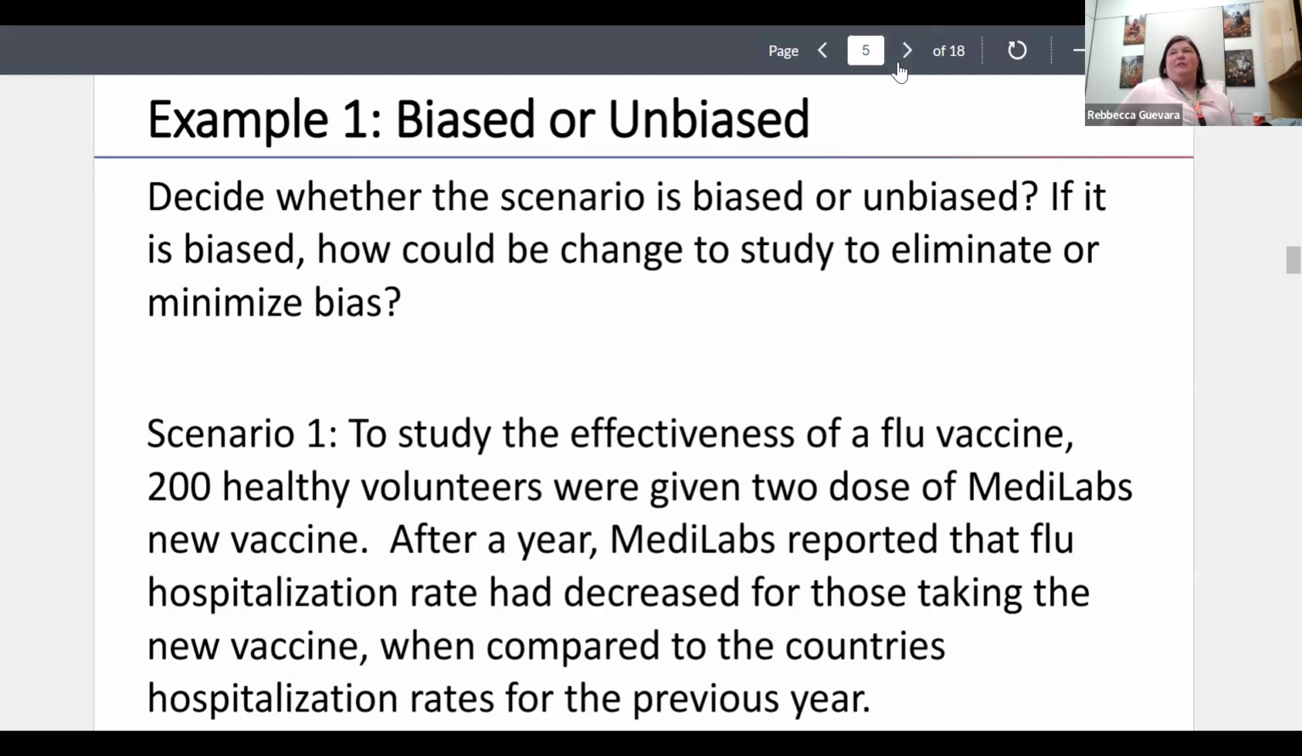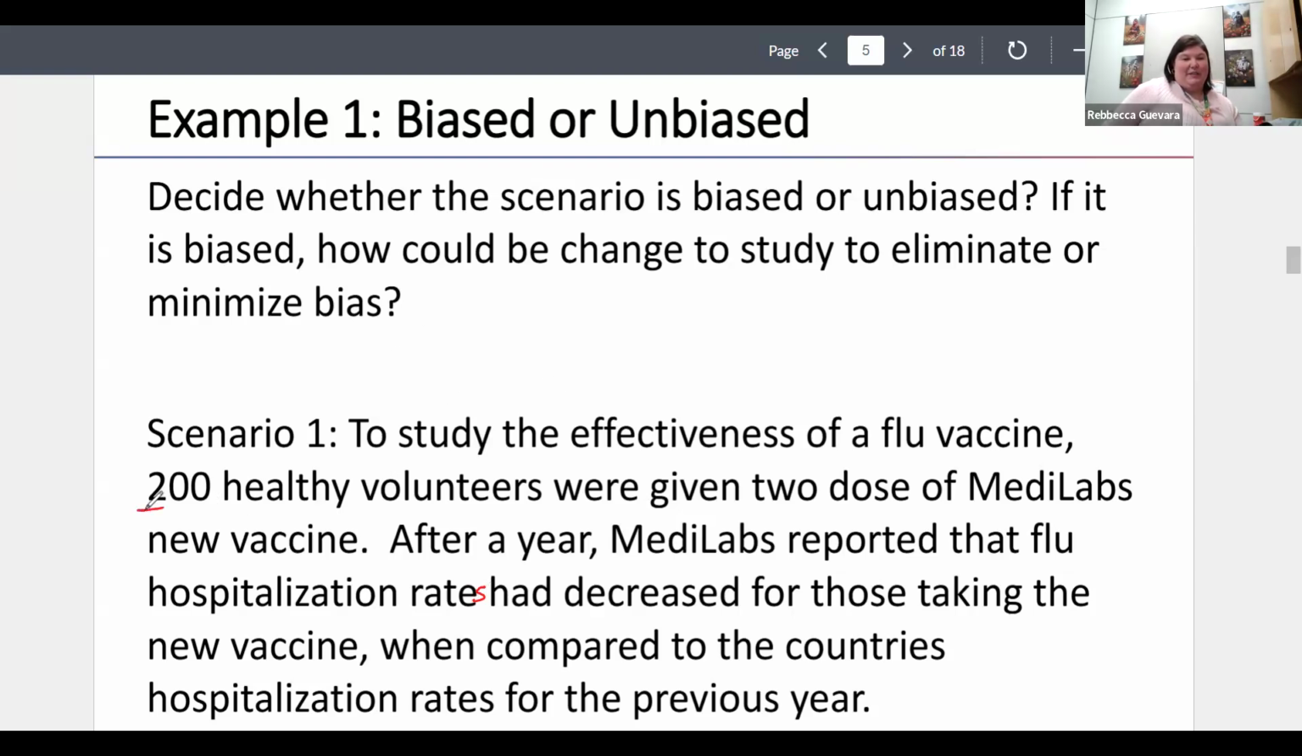So we want to determine whether a scenario is biased or unbiased. If it is biased, how could we change that study to eliminate or minimize the bias? So this is our study. To study the effectiveness of a flu vaccine, 200 healthy volunteers were given 2 doses of MedLab's new vaccine. Okay, that's a company I made up. After a year, MedLabs reported that flu hospitalization rates had decreased for those taking the new vaccine when compared to the country's hospitalization rates of the previous year.